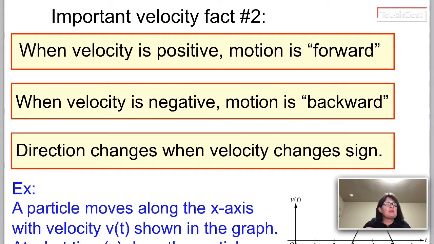We said in the last video, velocity is speed with direction. So speed, and then am I moving forward? Am I moving backward? So when velocity is positive, motion is forward. So you may guess that when velocity is negative, motion is backward, whatever forward and backward mean in the context. And therefore, direction changes from forward to backward or backward to forward when velocity changes sign.